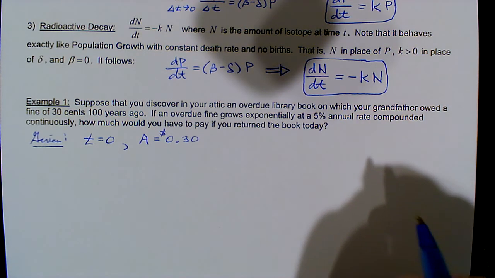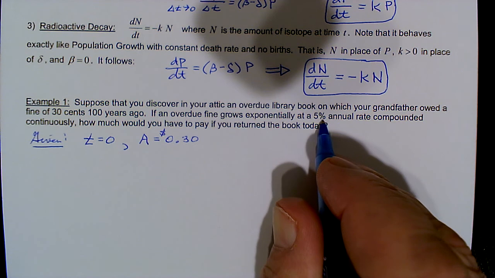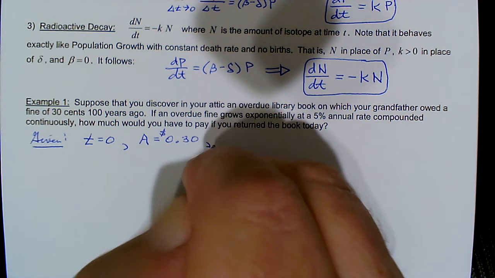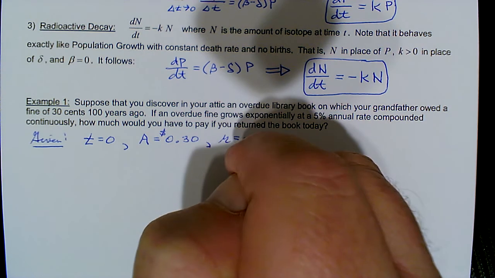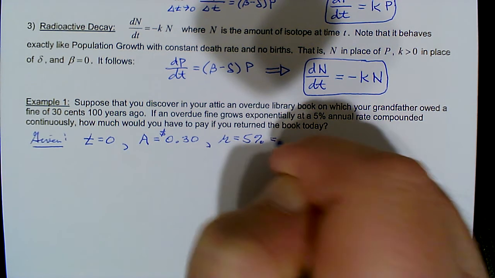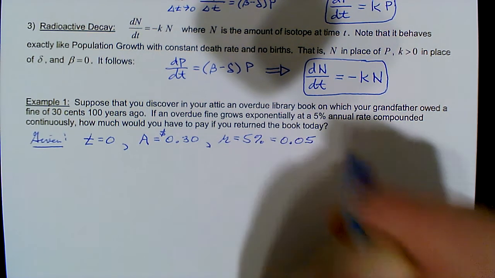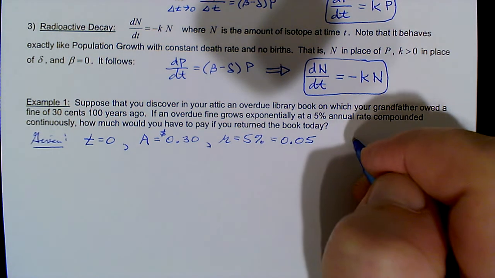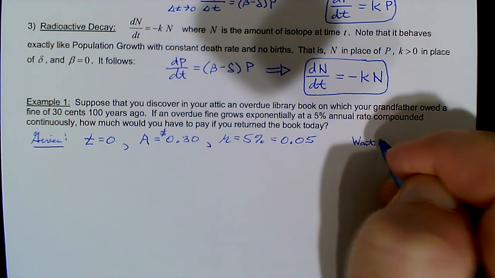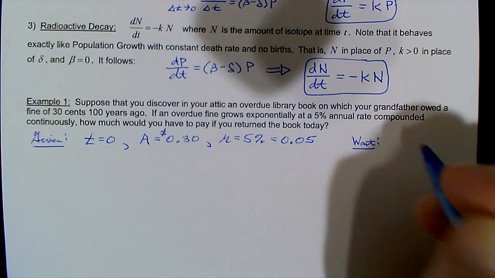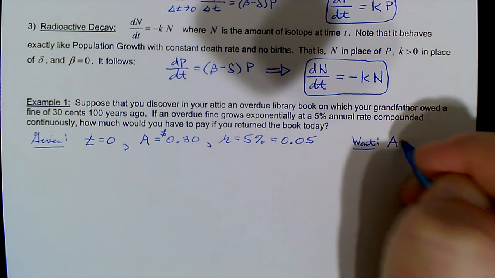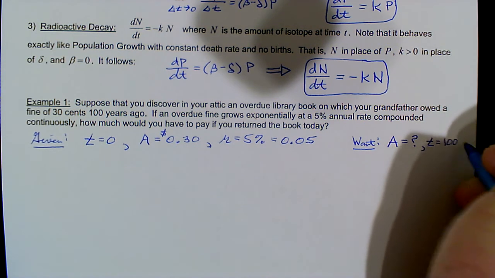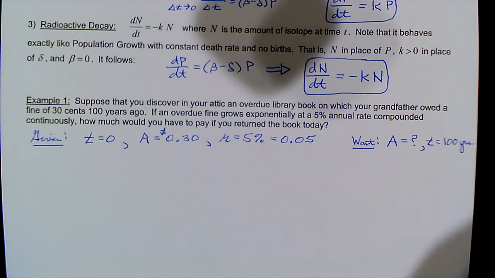And we're also given that the fine grows exponentially at a rate of 5%, compounded continuously. So the rate of 5%, you want to convert that to a decimal, 0.05. And we want to know how much we would have to pay if we return the book today. So basically the amount is question mark when t is 100 years.